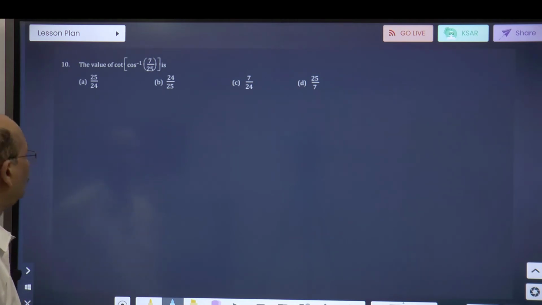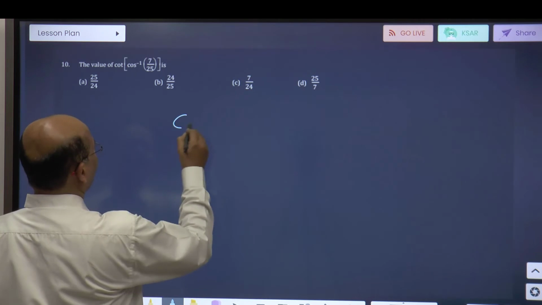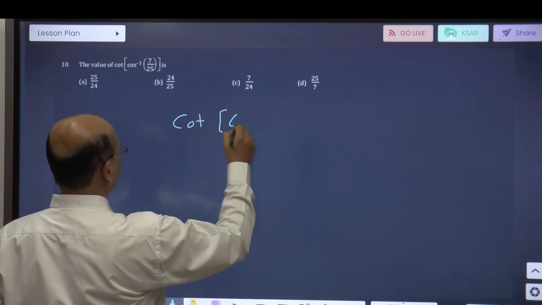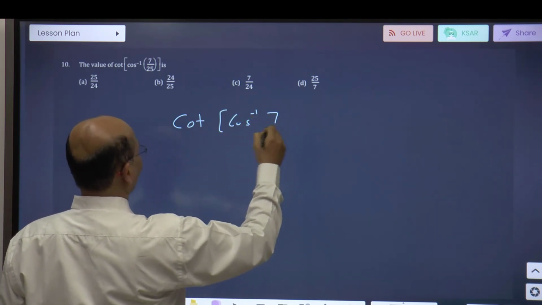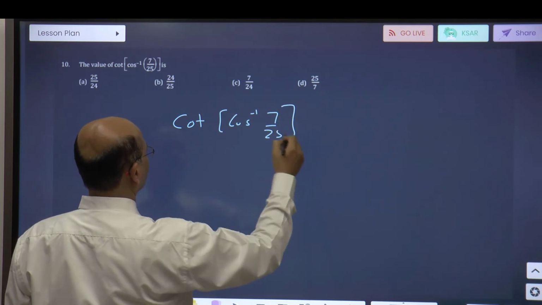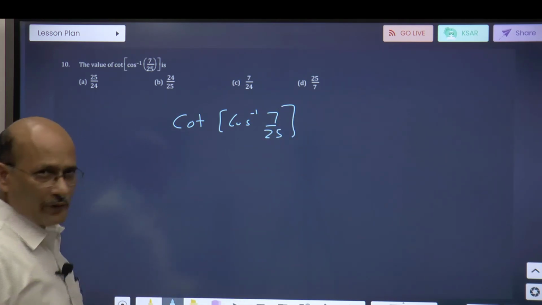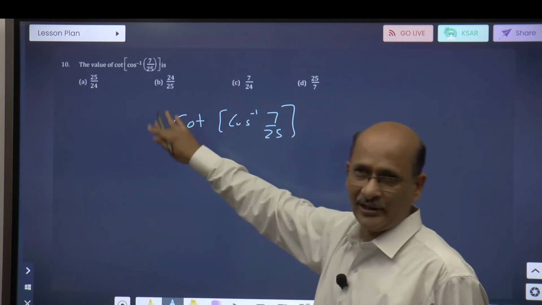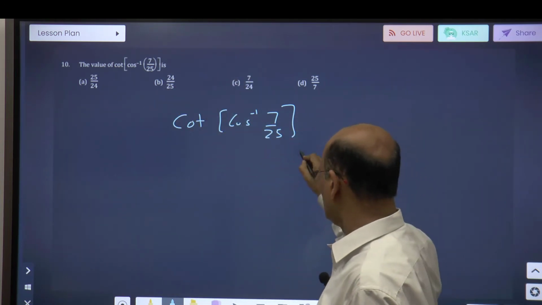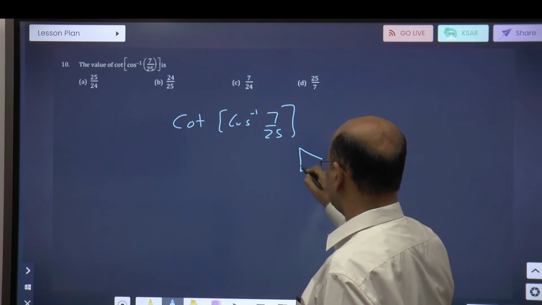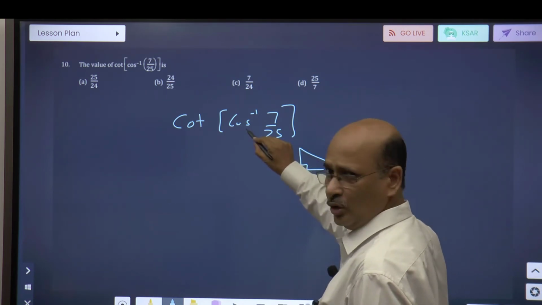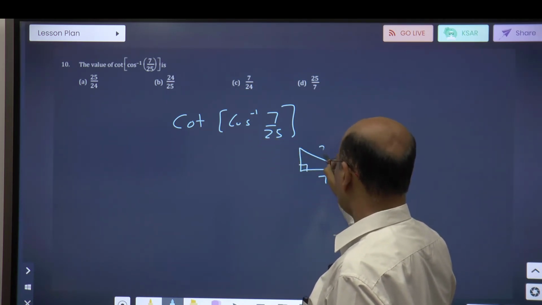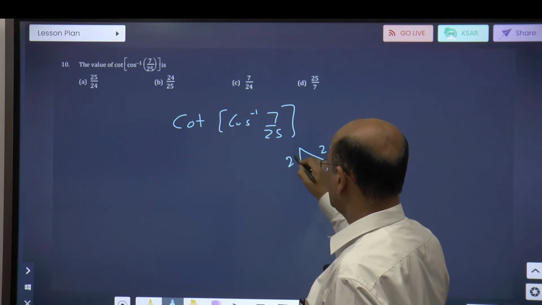Now it's not a difficult one. I just want to have a look at this question. Cot of cos inverse 7 upon 25. Think over it and tell me what you will do. See, there is no principal value, they are just asking you to simplify. So can I do a right angle triangle in my case? This is the cos ratio. Cos is adjacent upon hypotenuse. By Pythagoras theorem, this will be 24.